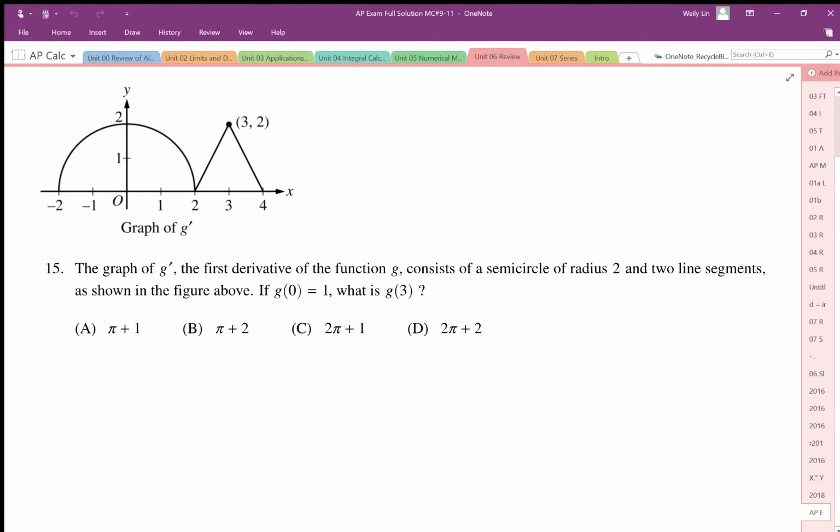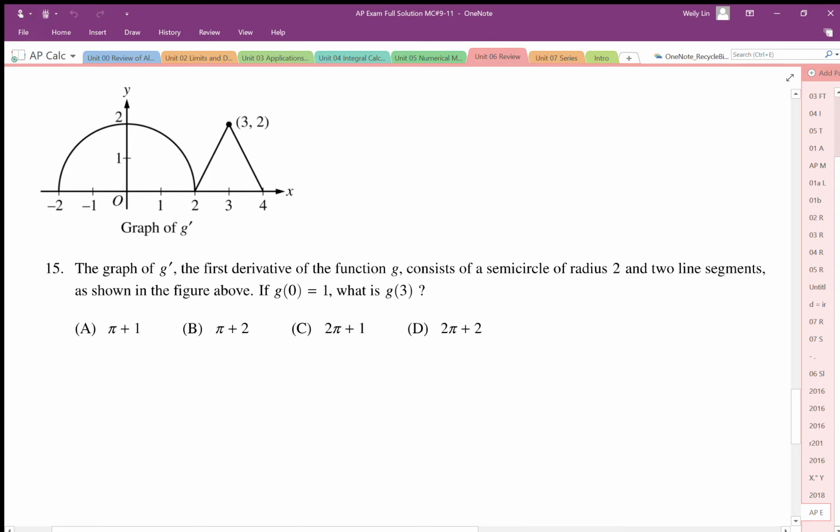In question number 15, the graph of g prime is shown. So this is the derivative function, and it consists of a semicircle and this triangle here. We're being asked to evaluate g of 3. That means we need to generate a function g based on the derivative.